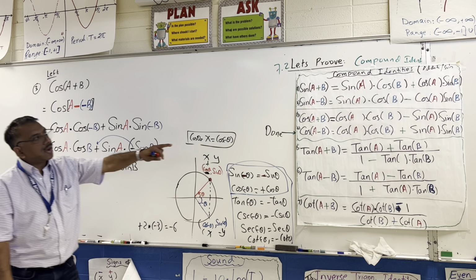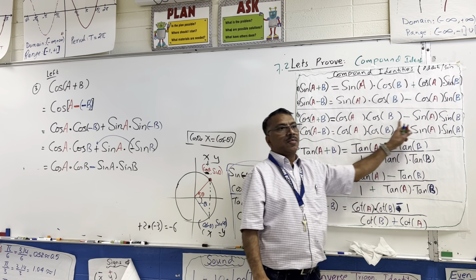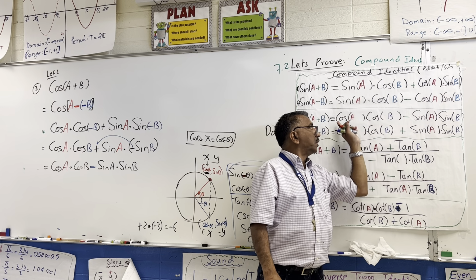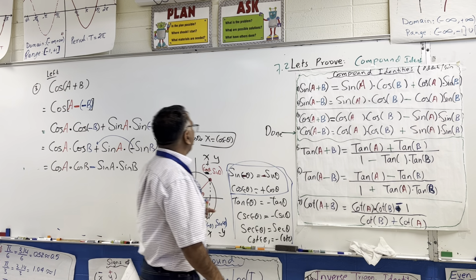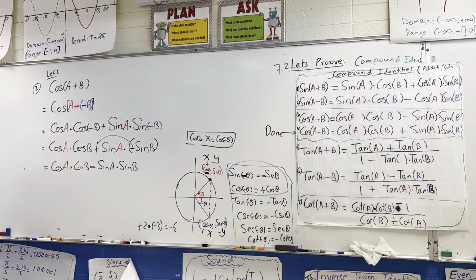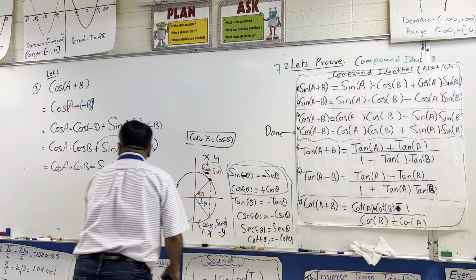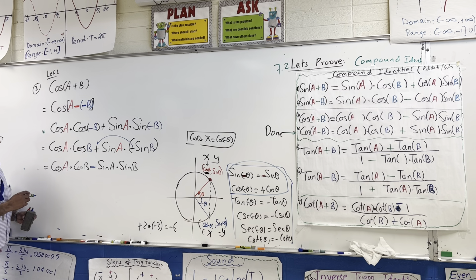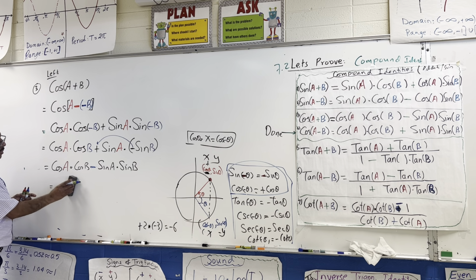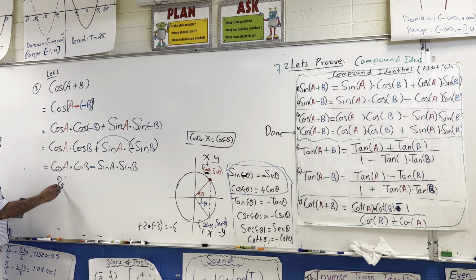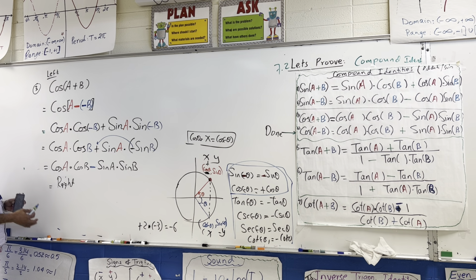So do you see the right side? Is it really correct? Do you get the same thing? Nobody saying yes. Cosine A, cosine B, plus sine A, sine B, and you're done. So that takes care of it. This is right, and I'll just say right. We began with left. Now that we got the right, so what did we prove then?